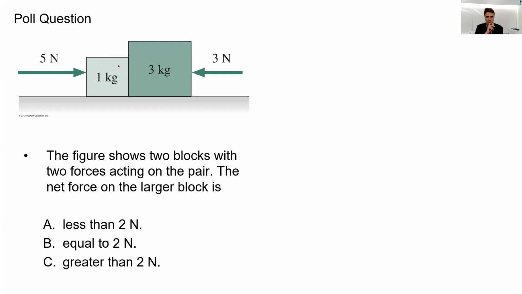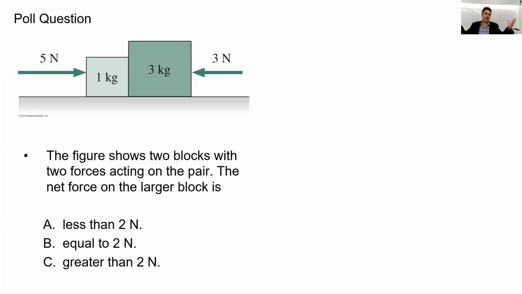So take a stab at this. You can try to guess based on your intuition. And then I think I should just try to work it out because we have a little bit of time. So 5, 4, 3, 2, 1. So 84% of you have voted. So most people are going for equal to 2 newtons.